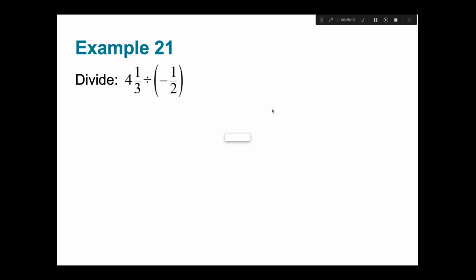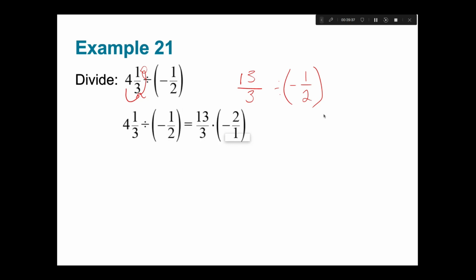Flip your last numbers, but first you gotta do the thing with the whole number. First, you got to do the thing, and then we're going to flip. I agree. So first, we got to do this thing where we multiply and add. So that becomes what? 13 over 3. And I'm dividing by that -1/2. Notice we have a negative this time. In order to divide, I have to flip. So I'm flipping over my -1/2, and that becomes a -2 over 1.